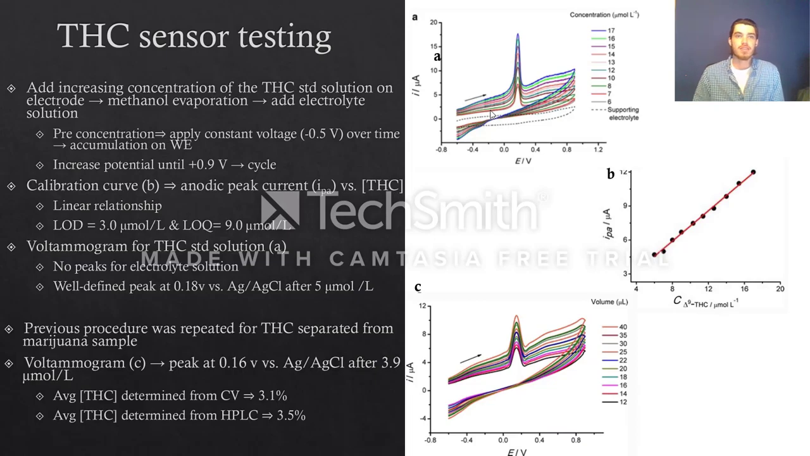The average concentration of the THC in the marijuana sample determined from cyclic voltammetry was calculated to be 3.1%. The concentration using HPLC as a reference was determined to be 3.5%.